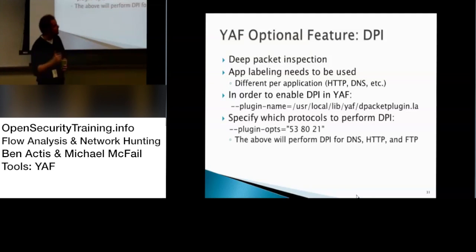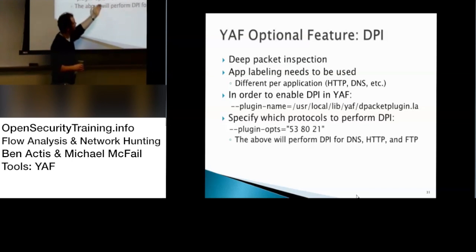So here's the DPI that Drew was mentioning. It's deep packet inspection. How that works is app labeling has to be on when you compile it, and it's different per application. So the kind of deep packet inspection it'll do for your HTTP is different than DNS. And in order to do it, you just throw in this command at the end of it. And also, if you want to specify only specific ones, say you just want DNS, you can say that. Or the example here is DNS, port 80 and port 21.